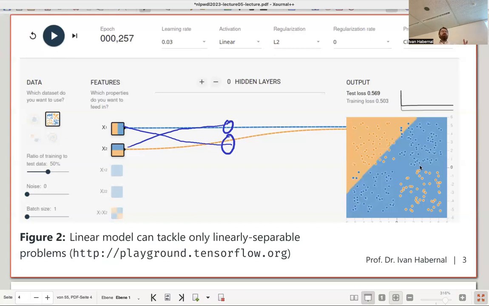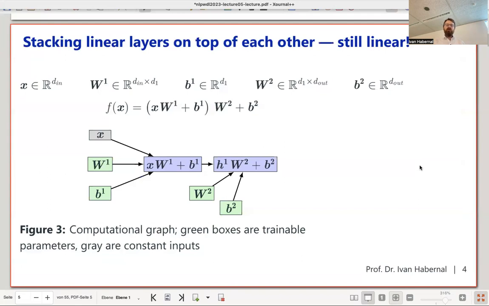Okay, so what if you take another projection after this projection? You project in one space, and maybe then there will be another projection to another space to do it somehow more tricky. So what will happen? Maybe it's a good idea to start with. So how can we do that?